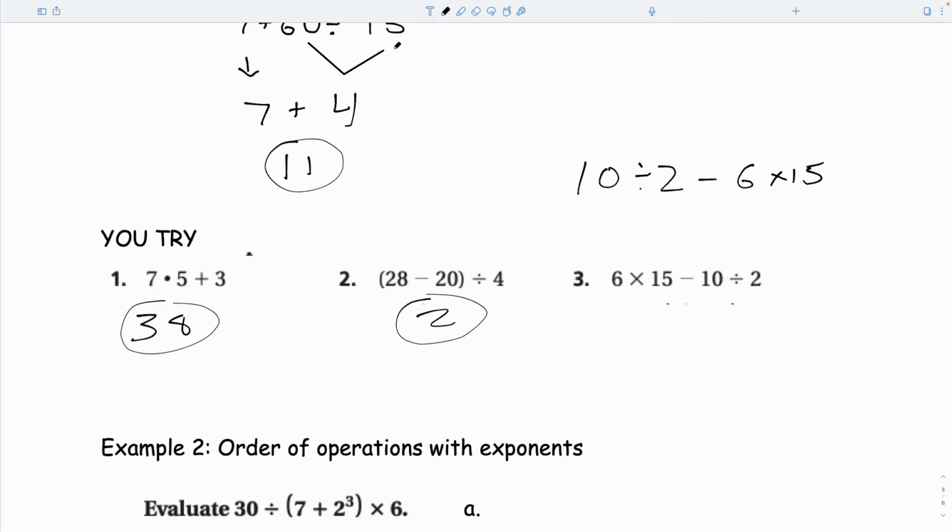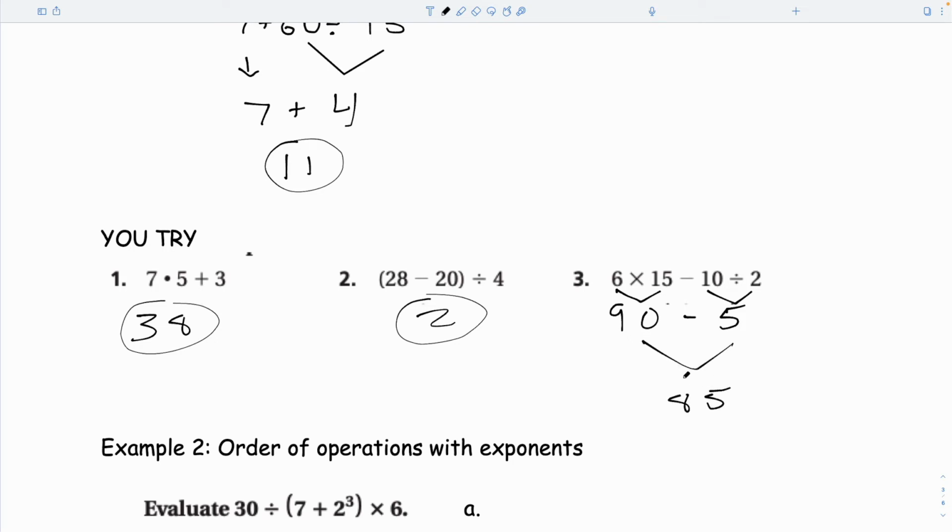So let's do 6 times 15. Anyone have that? Lauren? I think that's right. Silent yes. Anyone disagree? Silent no. Okay. Hadley, 10 divided by 2. Did you do this one? 5. Okay, and so we just simplified the two multiplication and division problems. Now we go to adding or subtracting. Well, I just have subtraction. What's the answer, Aiden? 85. Yeah. Circle it. There's your answer.